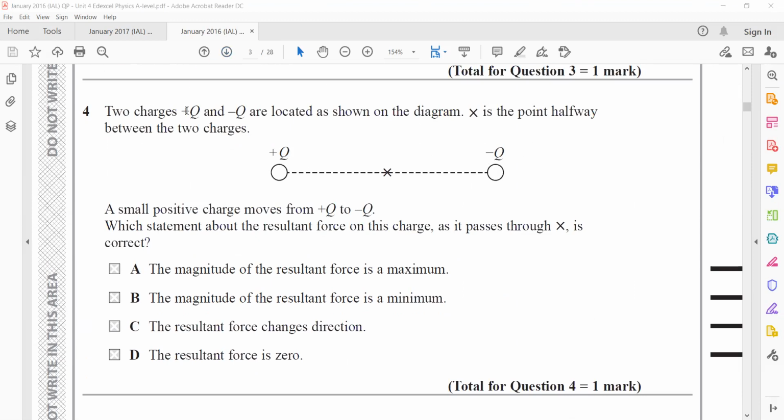Two charges, capital Q and small q, are located as shown in the diagram. Point X is halfway between the two charges. A small positive charge is moved from plus Q to minus Q. Which statement about the resultant force on this charge as it passes through point X is correct?